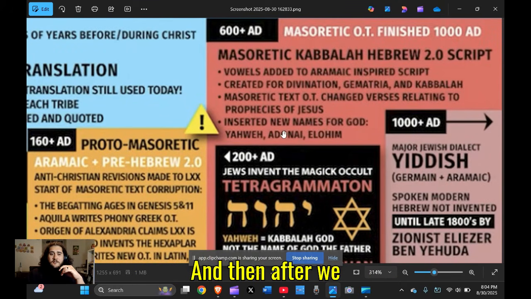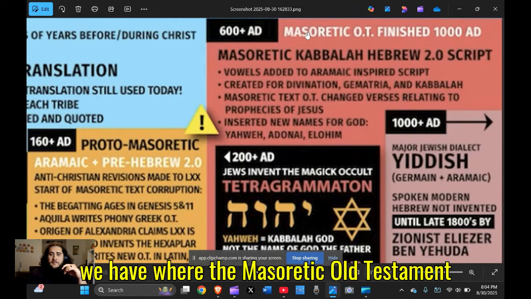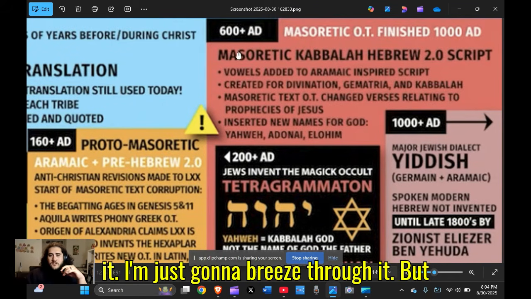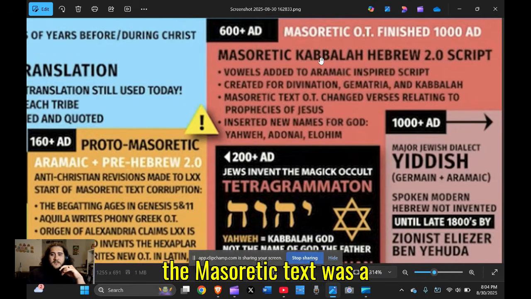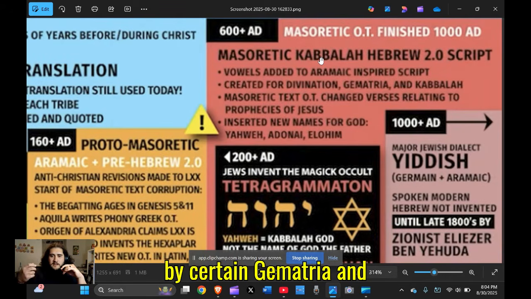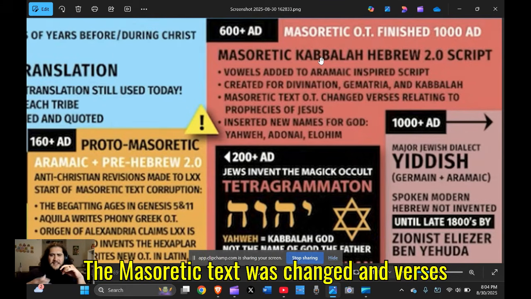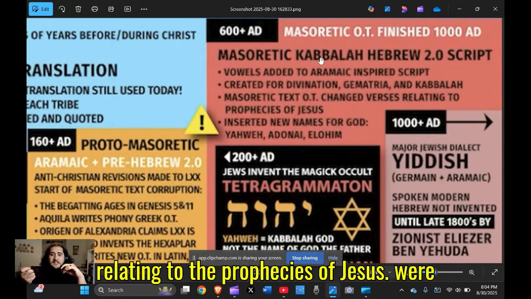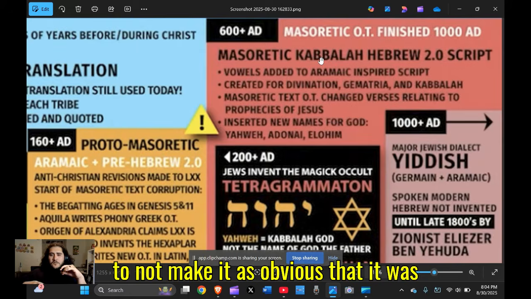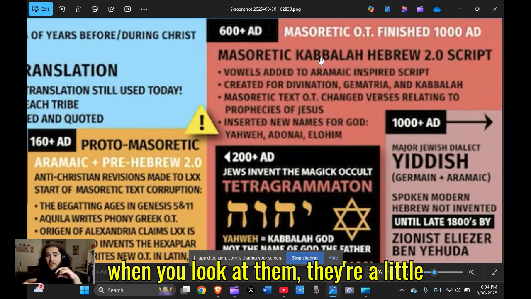And then in 600 AD, we have where the Masoretic Old Testament that we know of as now is switched. And this is a whole thing, you can go into it. I'm just going to breeze through it. But the Masoretic text was a Kabbalistic Hebrew created by certain gematria and Kabbalah, like Jewish mysticism. The Masoretic text was changed, and verses relating to the prophecies of Jesus were made different to not make it as obvious that it was things about Jesus, and obscuring it, which is why you see some of these verses, when you look at them, they're a little bit weird.